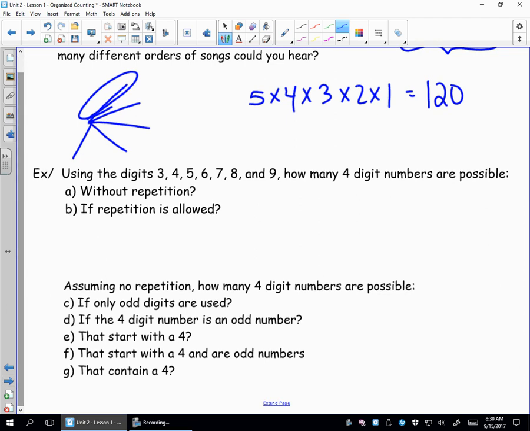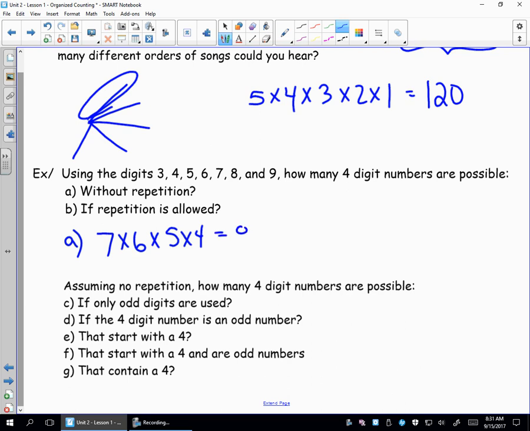Okay, last one. Using the digits 3, 4, 5, 6, 7, 8, 9, how many 4-digit numbers are possible without repetition? No repetition allowed. Well, I've got 1, 2, 3, 4, 5, 6, 7 numbers. So I'd have 7 choices for the first number. I can't repeat. So I only have 6 choices for the next one, then 5, and then 4. And remember, it's only a 4-digit number, so I'm not going to go all the way down to 1 this time. I'm just going to have that, and that comes up to 840.